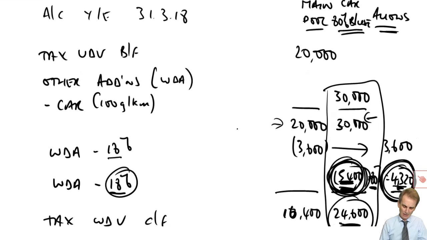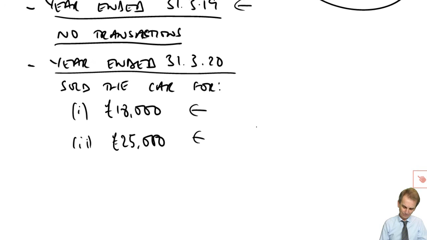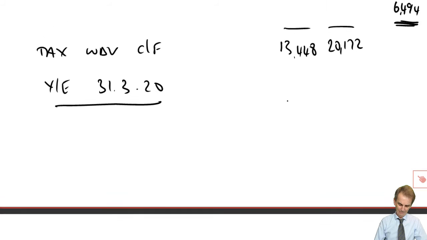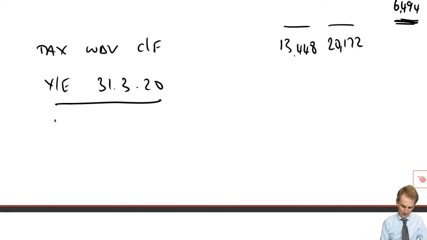What happened in the year ended 31st of March 20 here? We've got the car being sold. And what we've done, for reasons as I'm about to explain, is to put in two alternate figures of sales proceeds that we might have to deal with. We've got a lower figure, we've got a higher figure. Let's look at what happens on this. So going back to the start of the year ended March 20, we have our tax written down values brought forward at the start of the period.